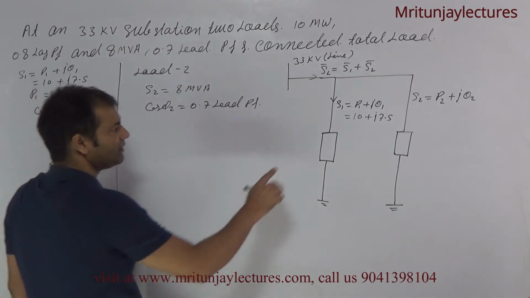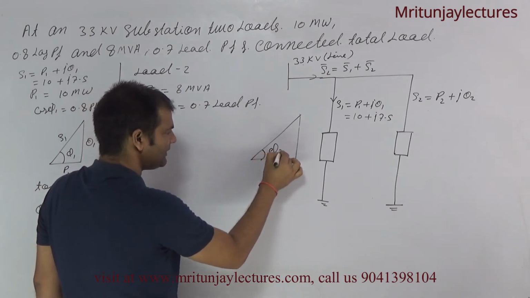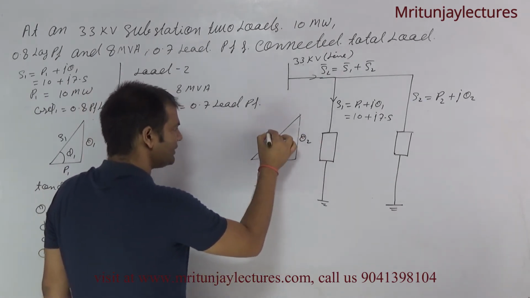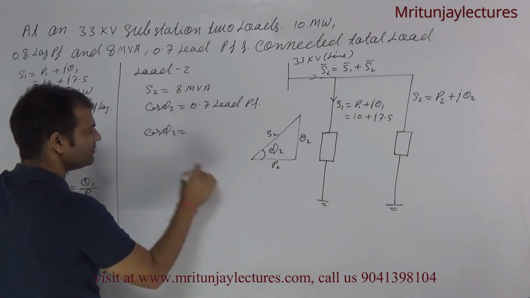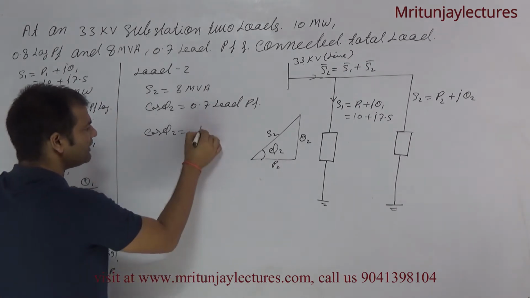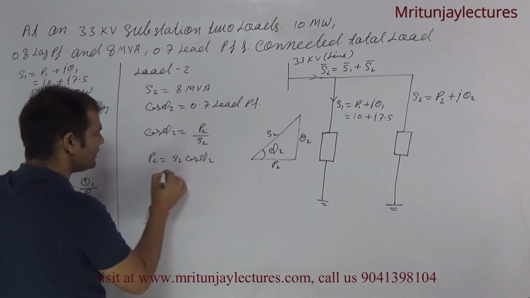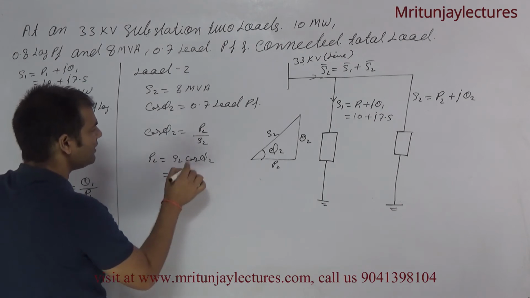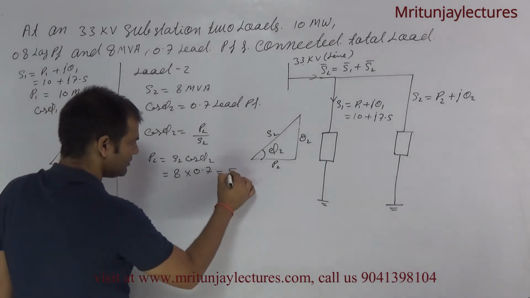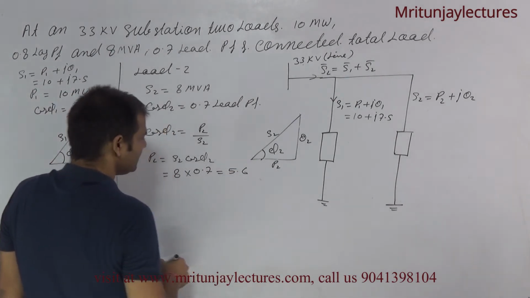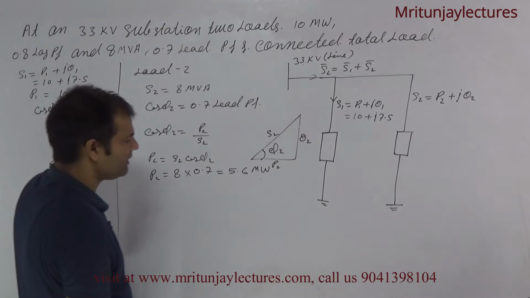Our motto is to determine P2 and Q2 with the help of this triangle, that is phi 2, this is P2 and that is Q2 and that is S2. Cos phi 2 is equal to P2 divided by S2. What about P2? S2 into cos phi 2. What about S2? That is 8. And cos phi 2 is 0.7, so that is 5.6 megawatt. P2 is 5.6 megawatt.